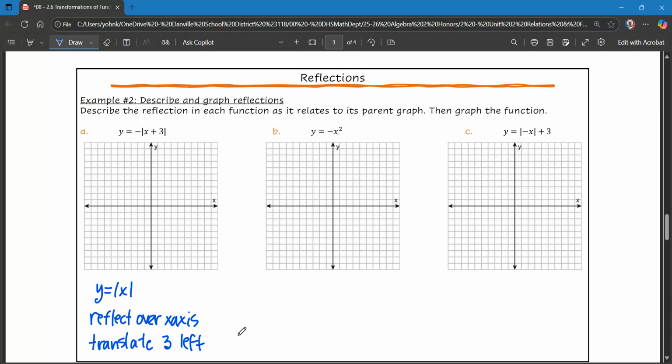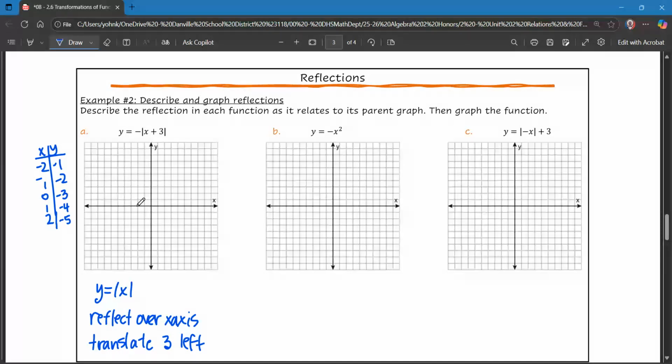So now we have to graph it. So we can make an XY table. If you plug in -2, plus 3 is 1, attach the negative, you get -1. Plug in -1, you get -2. Plug in 0, you get -3. Plug in 1, you get -4. Plug in 2, you get -5.